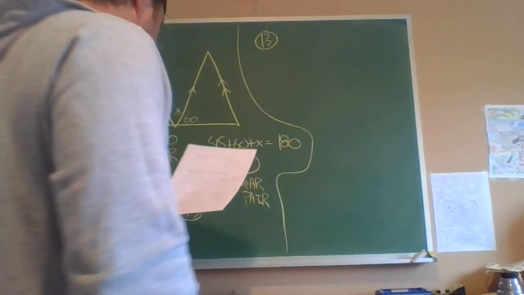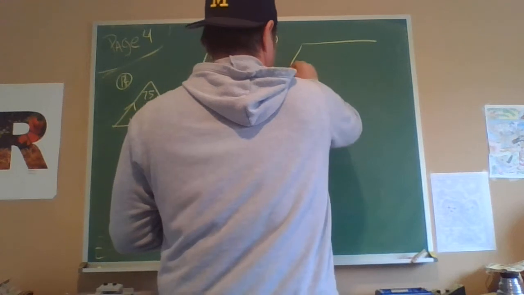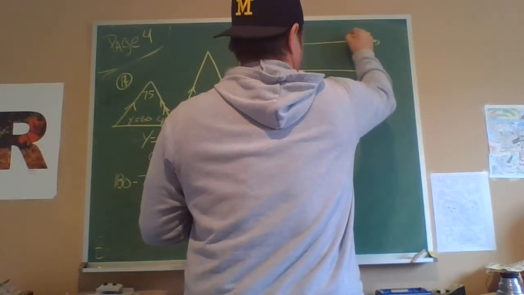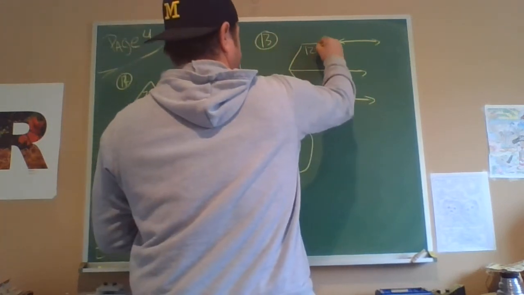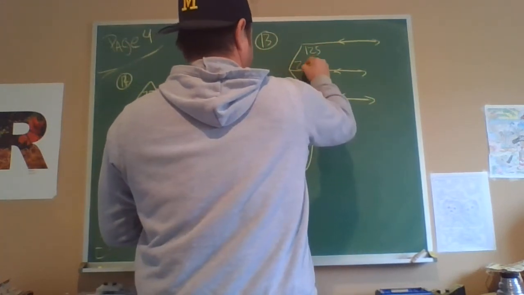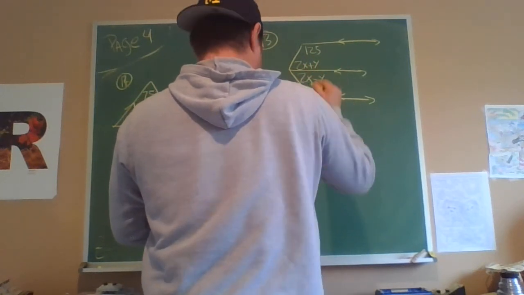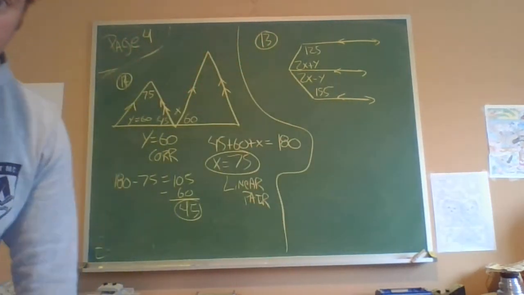Number 13. Okay, so number 13, yeah, I remember this one. Kind of looks like this. These are all parallel. This is 125. 2x plus y. 2x minus y. 55. We've got to solve this for x and y.